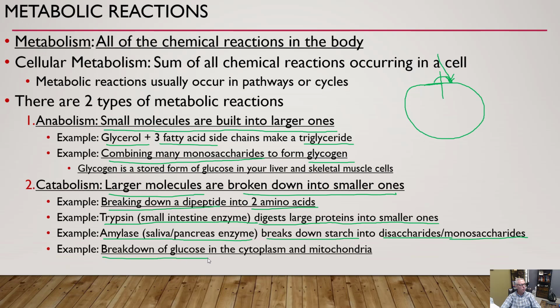Breaking down glucose in the cytoplasm and mitochondria. That's going to be what we spend a lot of this chapter discussing. Glycolysis, citric acid cycle, electron transport chain, pyruvate oxidation, breaking down glucose in the cytoplasm and mitochondria.